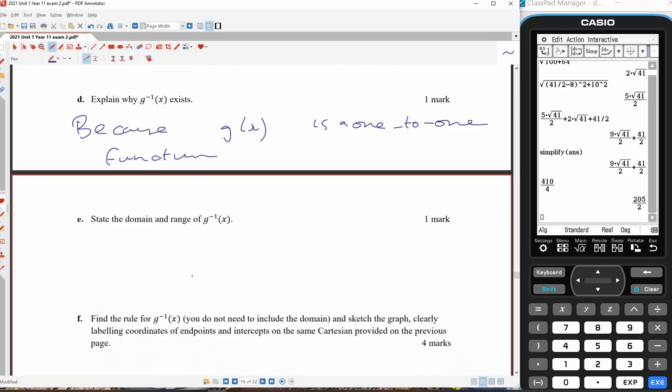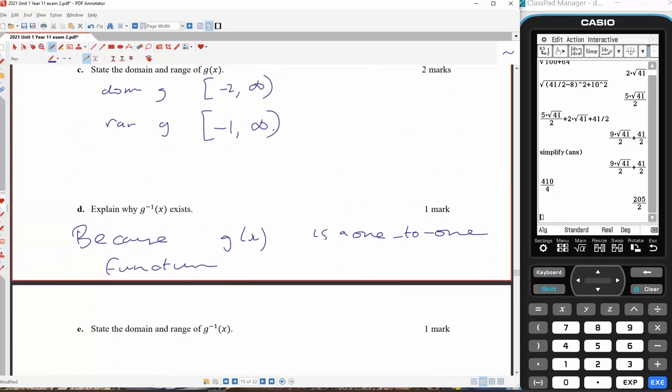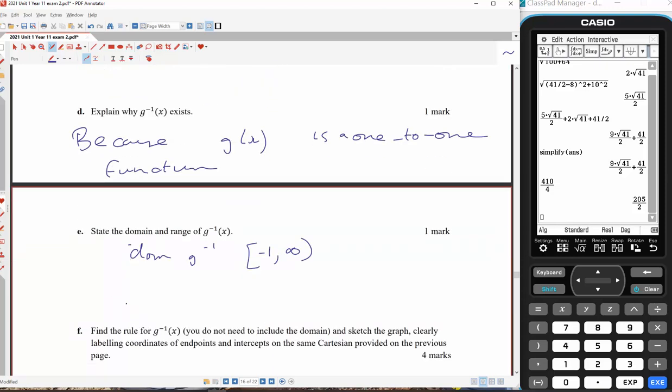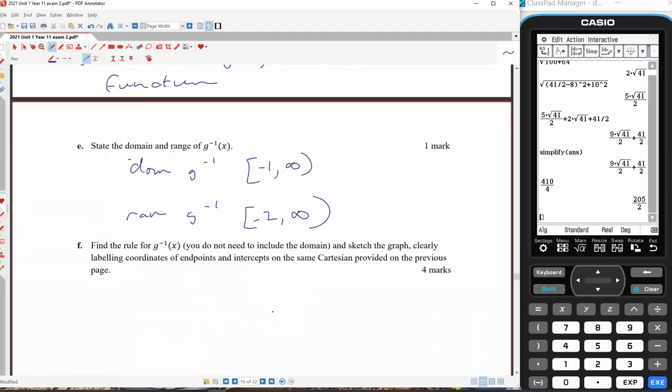State the domain and range of g inverse of x. So what's going to happen is, because we swap x and y for the inverse, these will swap around. So we're going to say that the domain of g inverse is equal to the range of the original, which is -1 to infinity. And the range of g inverse is equal to, what was it, -2 to infinity, I think. Yep.